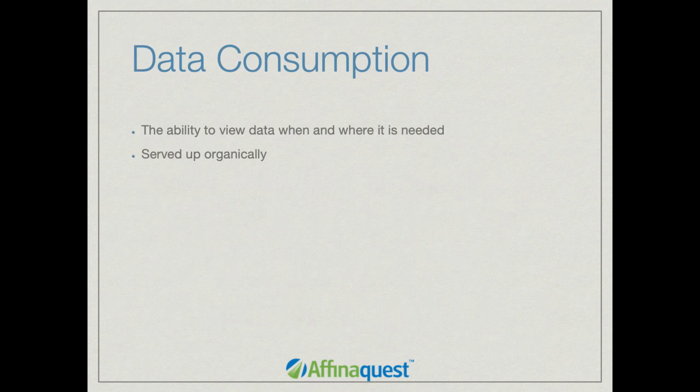Look at fundraising campaigns. If you click on the fundraising campaign in Affinaquest, it's going to show you how much money's been raised. It shows you every designation, the number of donors, and so on. You don't have to request a report. The data is just being shown to you. So that's what I mean by serving it up organically.